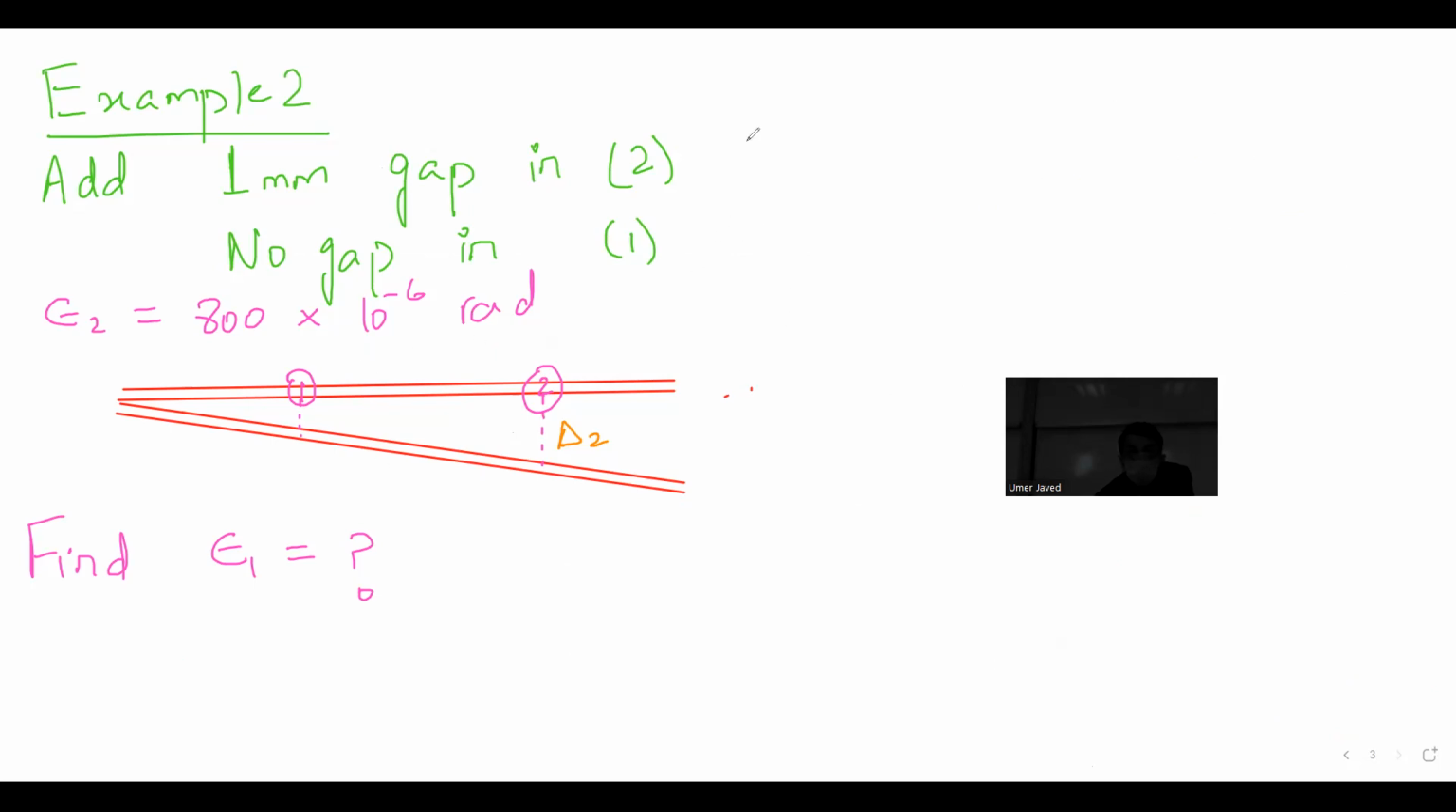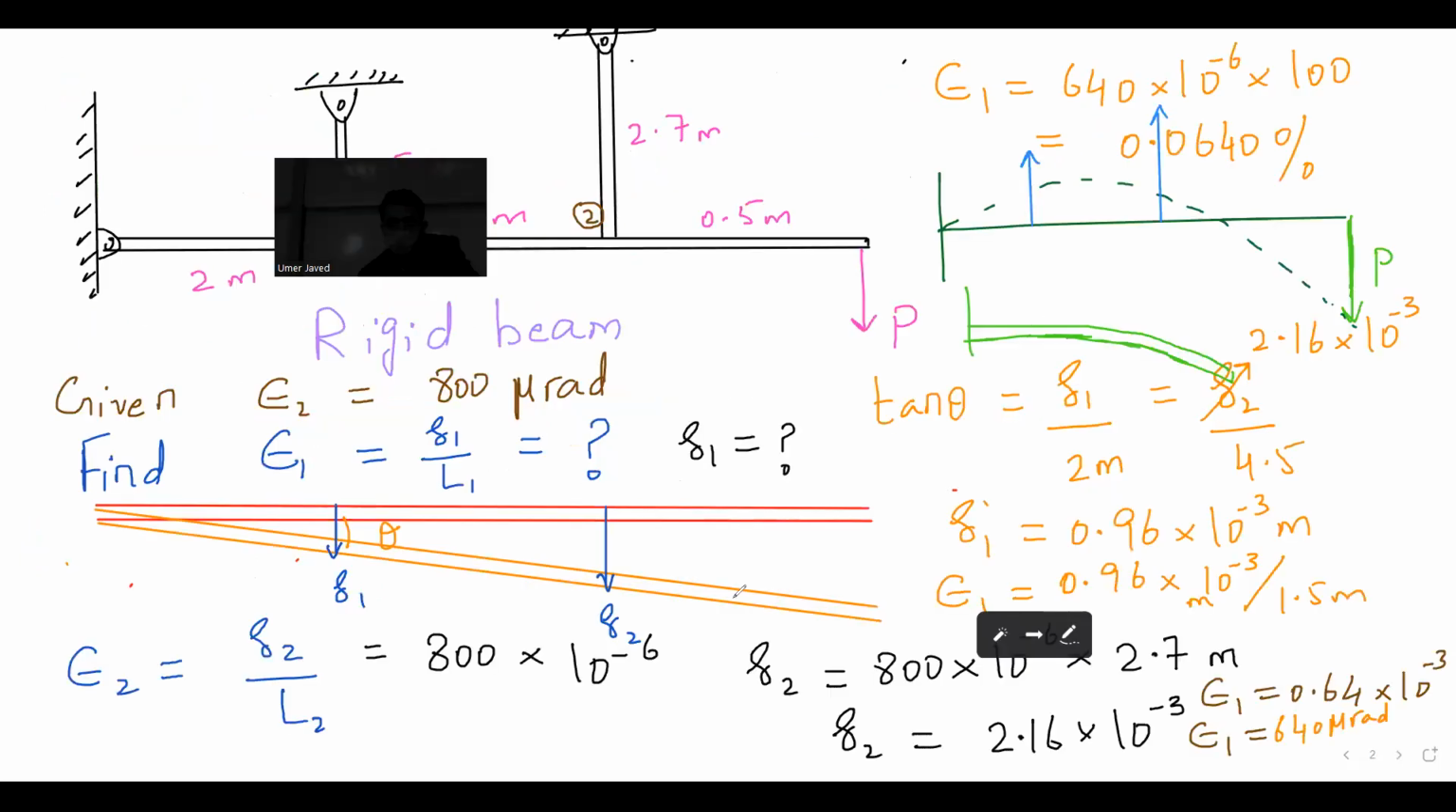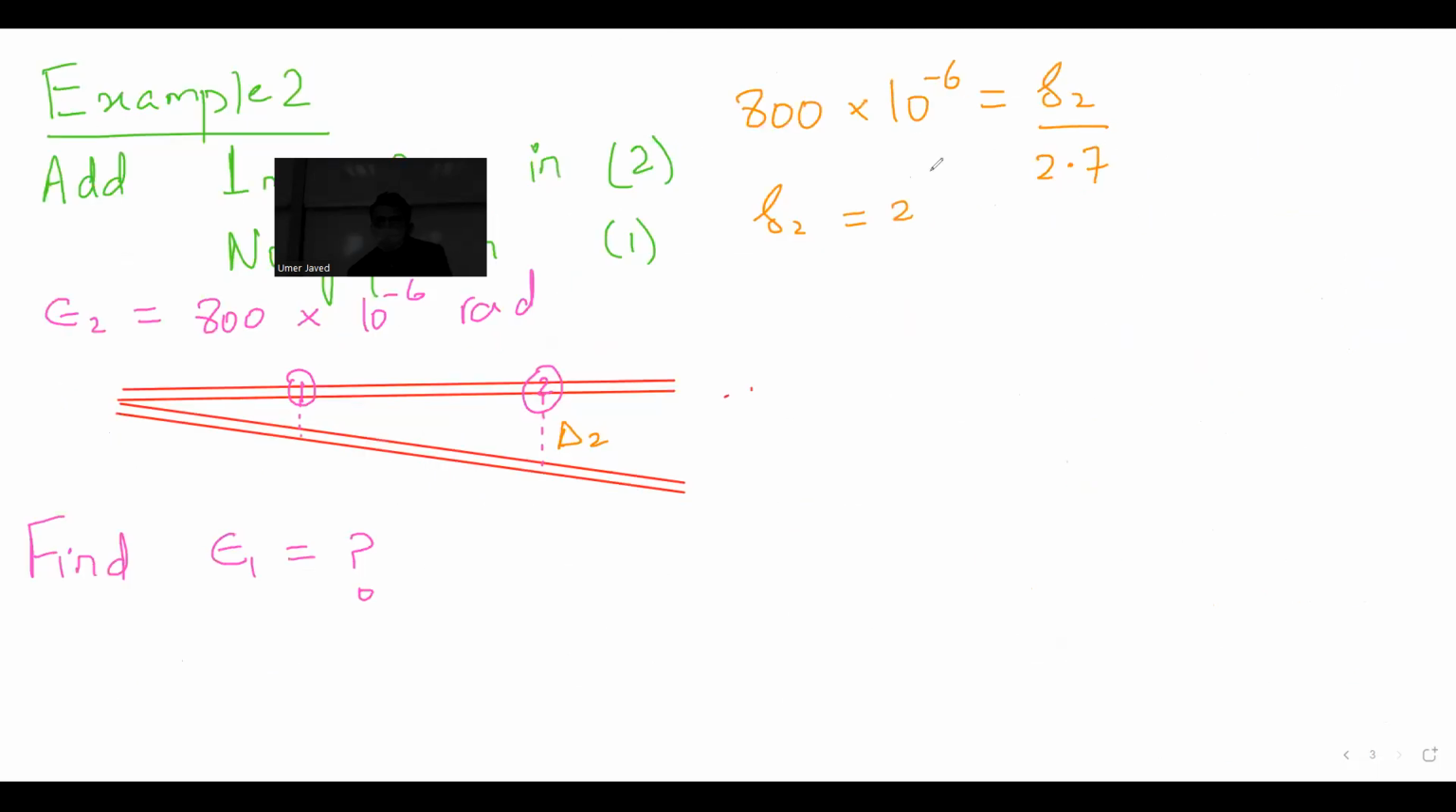So delta 2 comes out to be, what is delta 2? It will be the same as 2.16 from the previous slide. Probably I can do 800 into 10 power minus 6 equal to change in length over original length. Actually, this comes out to be 2.16 millimeter. Let me double check. 2.16 into 10 power minus 3 meter. So that is 2.16 millimeter, the same.